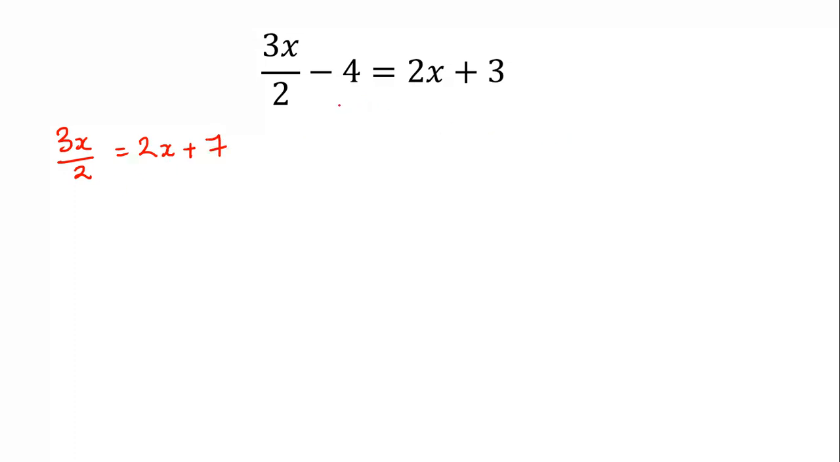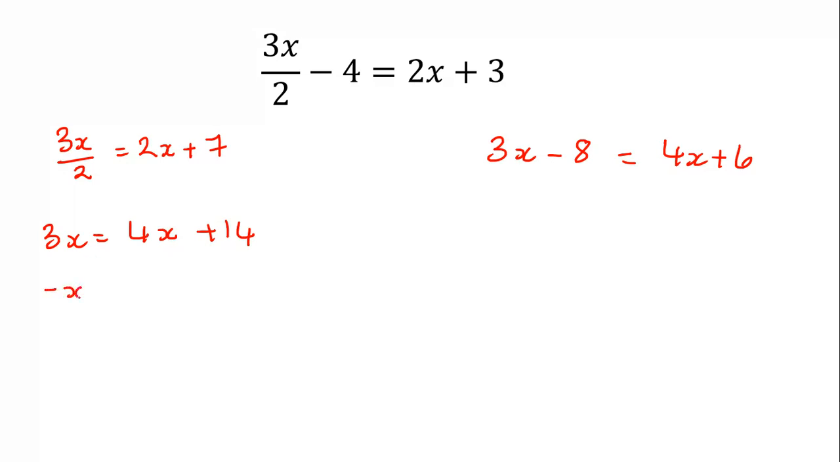Or the other way is to follow the same idea and multiply everything by the denominator, but everything on the left-hand side is multiplied by 2. So it becomes 3x minus 8 equals, this is multiplied by 2, 4x plus 6. Now they don't look very similar, but they will give you the same answer. So if I solve this one, now I would multiply by 2. So 3x would equal 4x plus 14. So I'll subtract 4x from both sides. So negative x equals 14. So x equals negative 14.